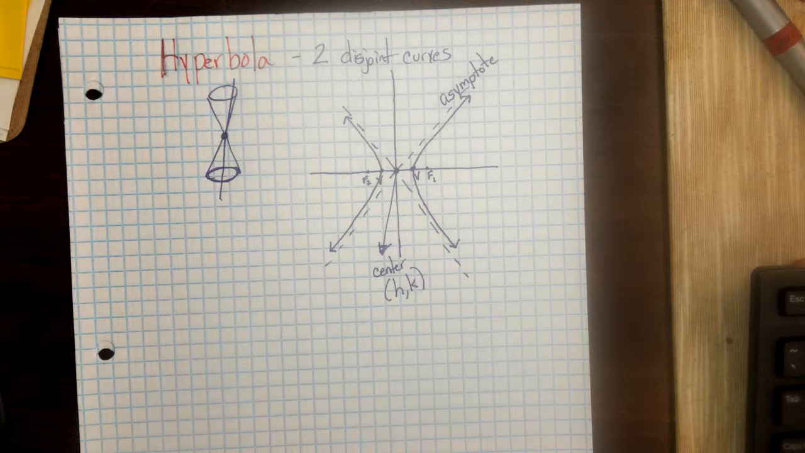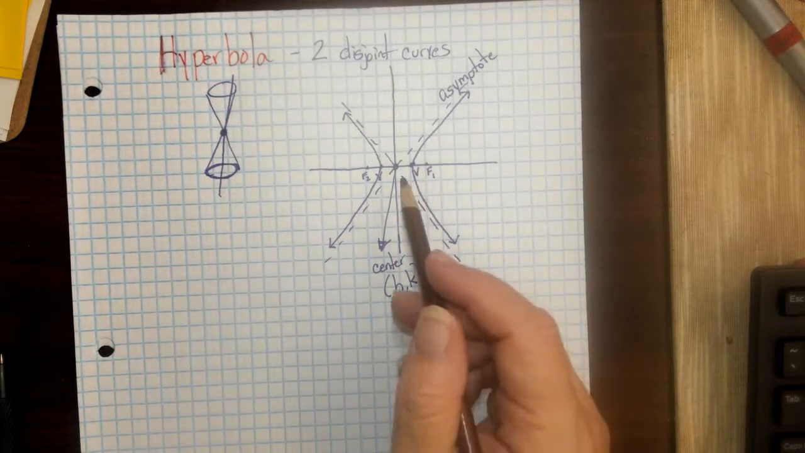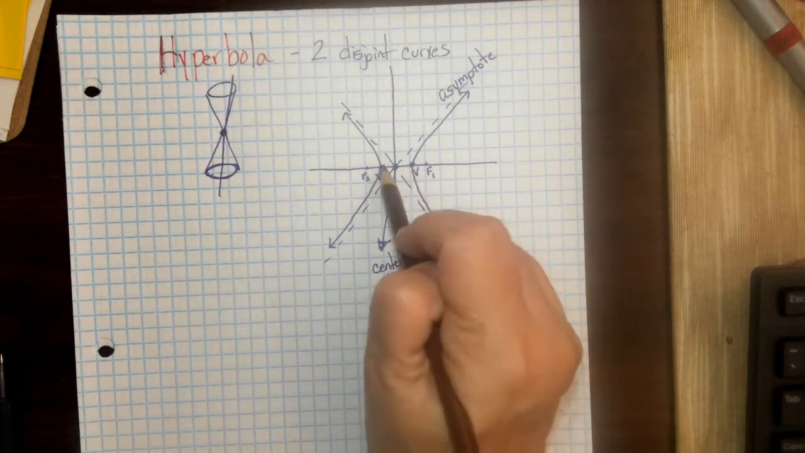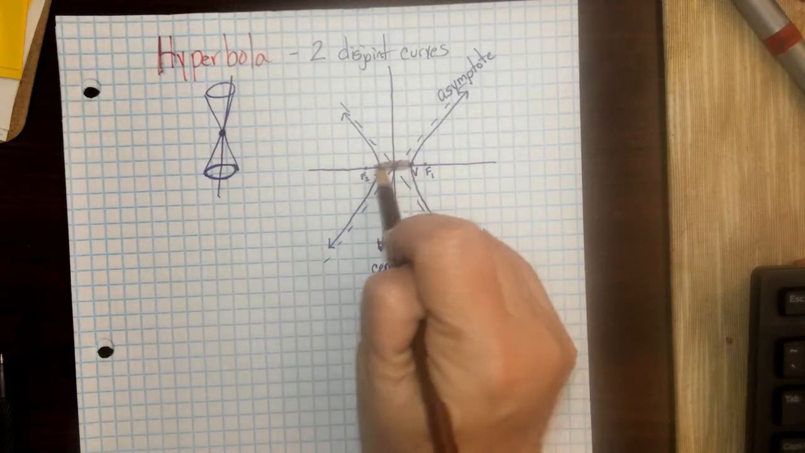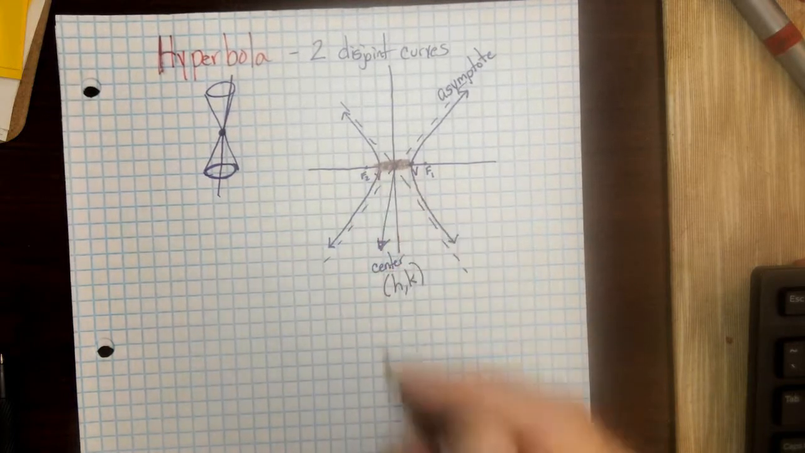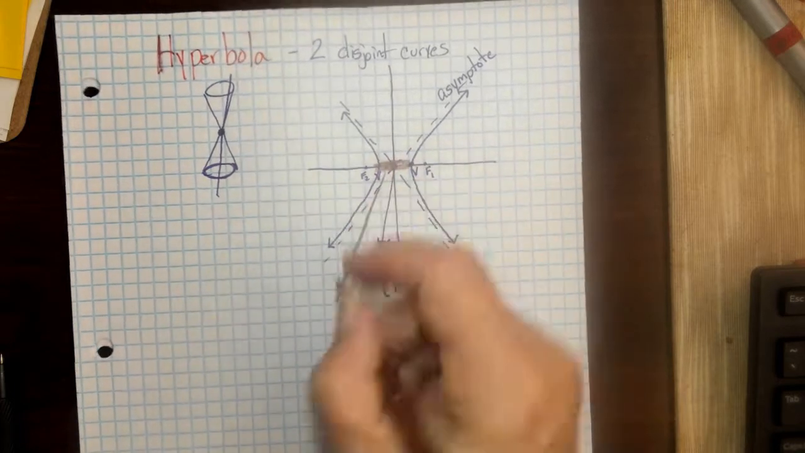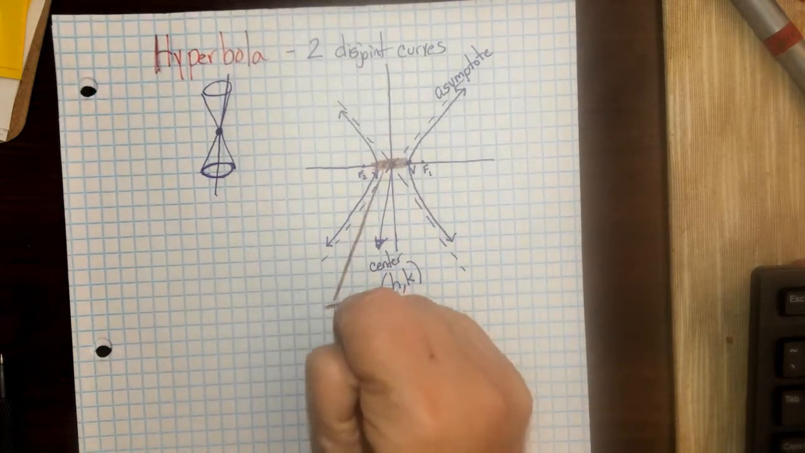Now, on our ellipse, we had a major axis and a minor axis, and it would have been really nice if they named the hyperbola the same, but they didn't. So on a hyperbola, your axis that touches the vertices, so this guy right here in my brown colored pencil, that is called the transverse axis.